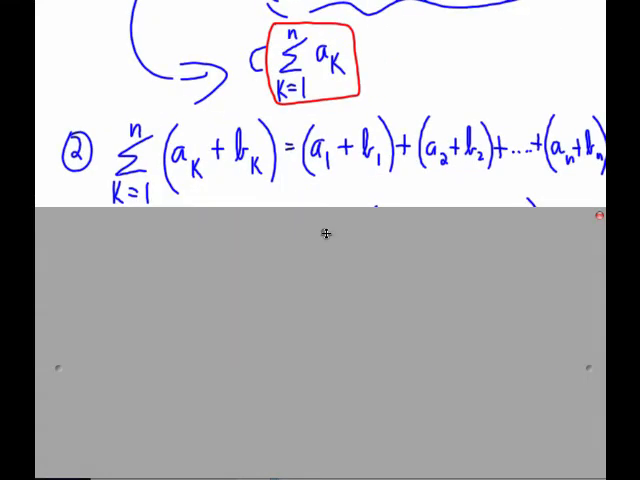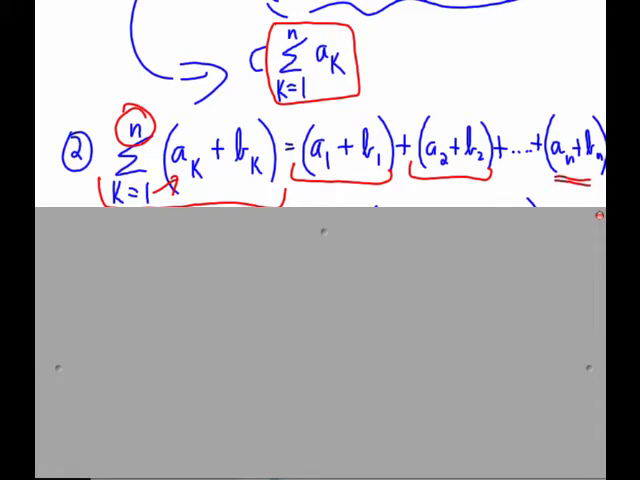Alright, here's another expression, the sigma of a sub k plus b sub k. Again, let's find each of the terms. So if we plug in k equals 1, we get the first term. k equals 2, we get the second term. k equals 3, and so on. And we keep doing this on and on and on, dot, dot, dot, until we get to our final plug-in of n, so plus a sub n plus b sub n.